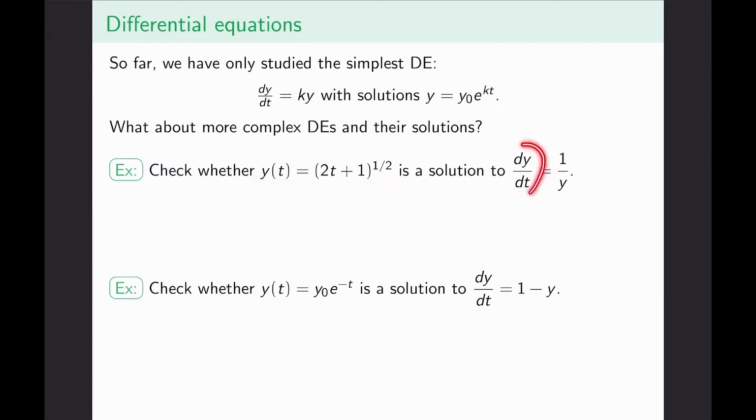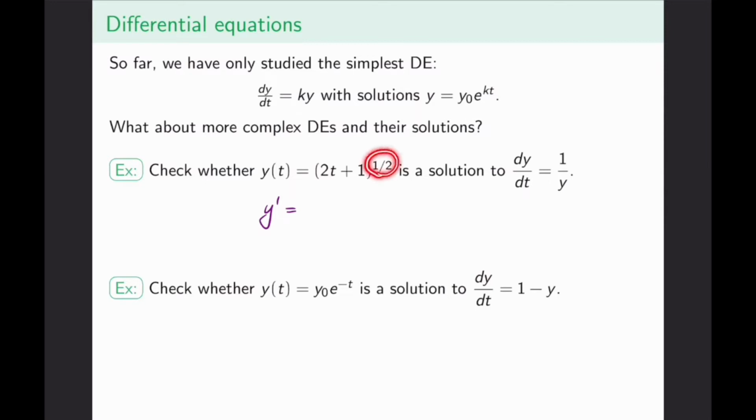A differential equation is an equation that involves a derivative, so the first thing I can do is take a derivative of this expression and then check whether or not it satisfies this rule. So let's take a derivative of our y here. So I have y prime, and in this case the function is quite complex, so we're going to have to think about the chain rule as applied to this function.